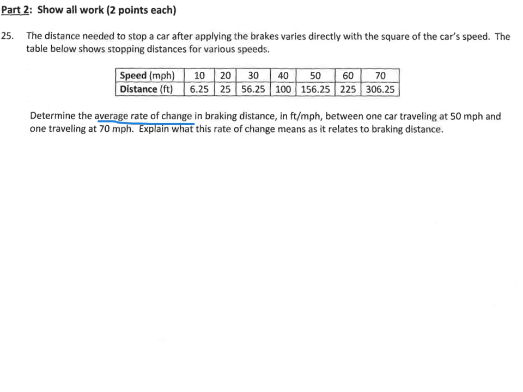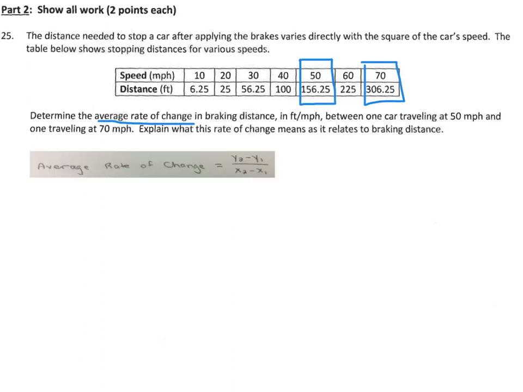All right, so here's where 50 miles per hour is, and here's where 70 miles per hour is. Now, the average rate of change formula is really just the slope formula right here. It's change in y over change in x, okay? y2 minus y1 over x2 minus x1. So if we're looking at the speeds between 50 and 70 miles per hour, remember, this first row is our x's, so I'm just going to label this x1 and x2.